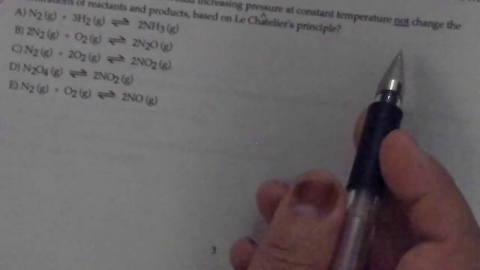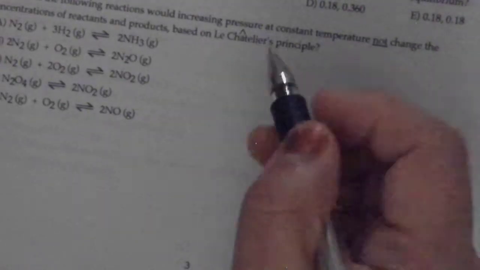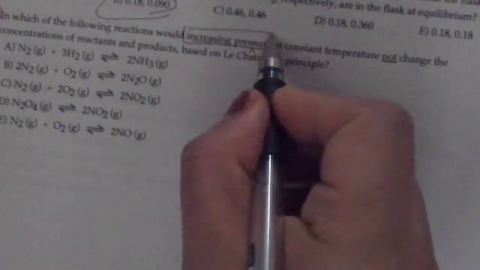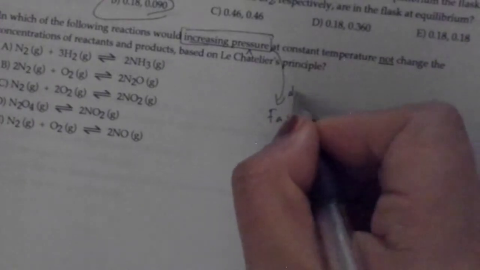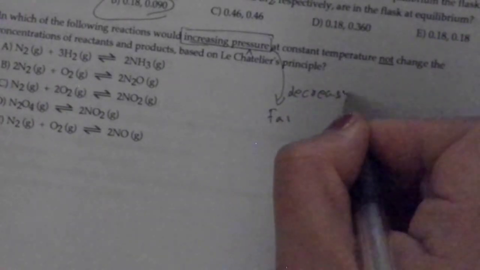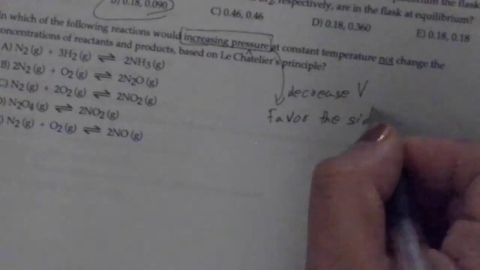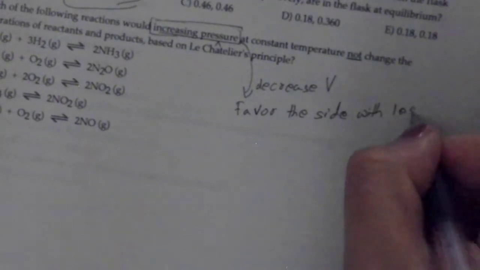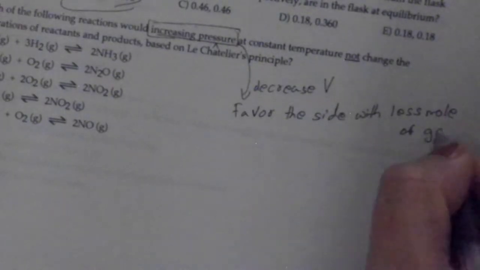And then 13. Le Chatelier's principle. Notice that temperature is not changed. What's happening? Increasing the pressure. First of all, increasing pressure is going to decrease volume. So it's going to favor the side with fewer moles of gas.